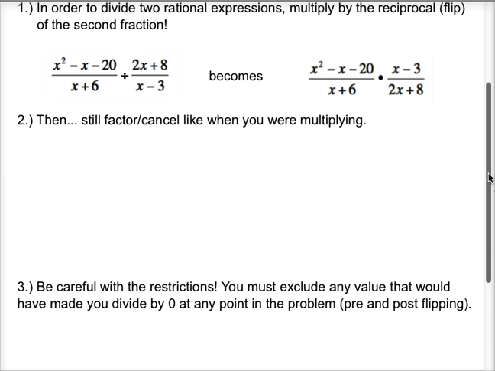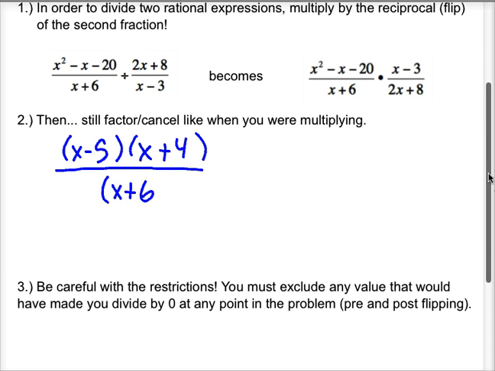Now factor and cancel. So x squared minus x minus 20, well, that is going to become x minus 5, x plus 4. You can't really do anything with x plus 6, so we're just going to leave that. Times x minus 3, can't really do anything with that either. And then you can pull a 2 out of that 2x plus 8, and you'll get that.